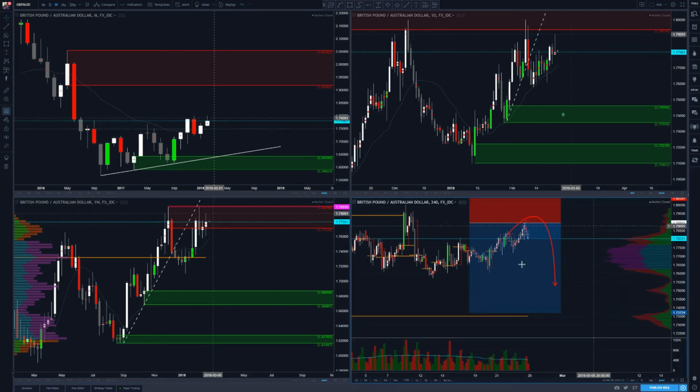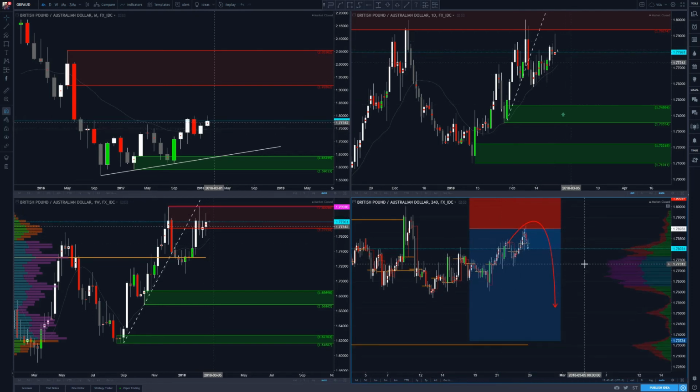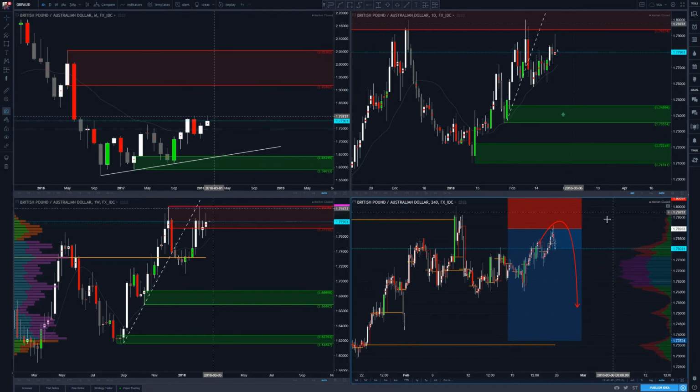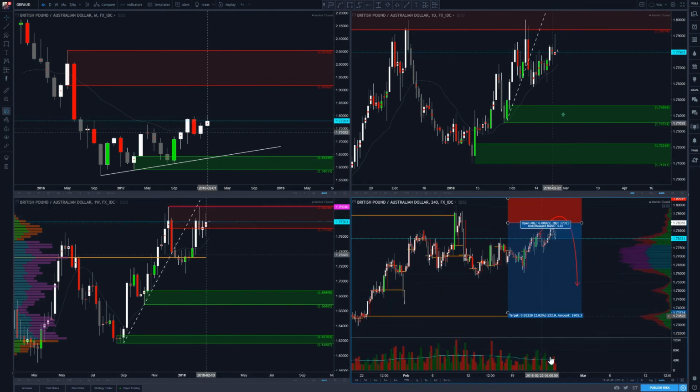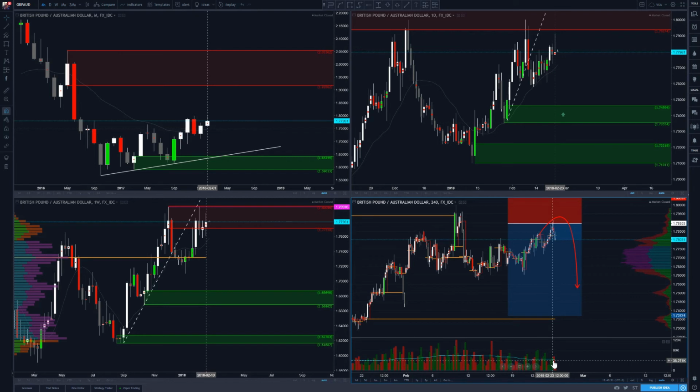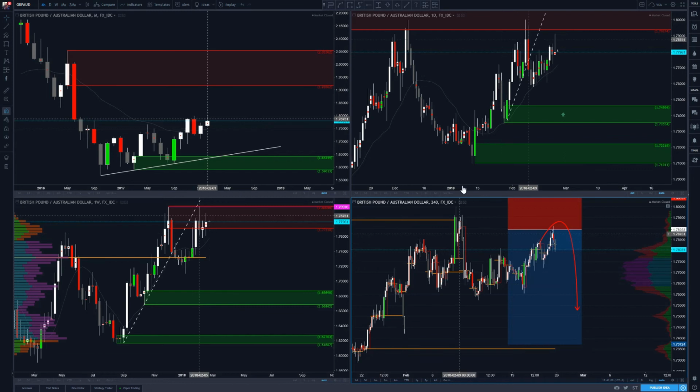On the 4 hours the market is taking us higher, but the volume is lowering. So now I would wait more for confirmation. I see the potential move downwards, but it could go a bit higher before. So Pound Aussie, I wait for confirmation.